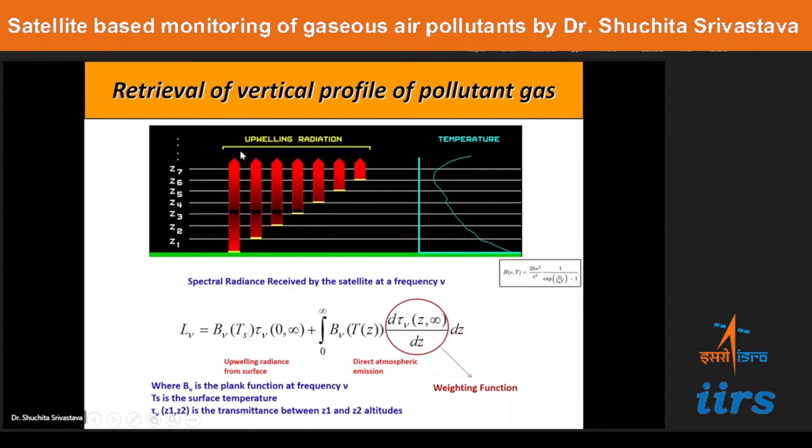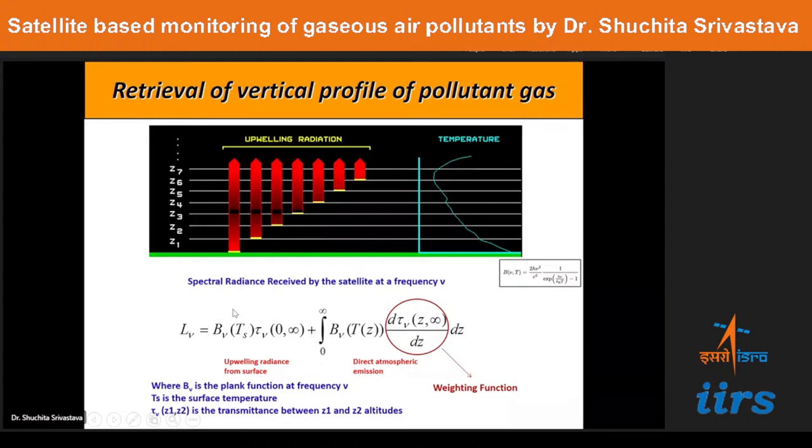Now that radiation will not reach completely because there are absorbing gases. So we have to multiply it with transmittance, right? So transmittance at a particular wavelength or frequency is given here, tau, from the surface, that is altitude 0, to the top of the atmosphere, that is infinity. From surface to top of the atmosphere, transmittance is multiplied with the Planck function of the surface, calculated at temperature Ts. So this will be the upwelling radiance from the surface of the earth.